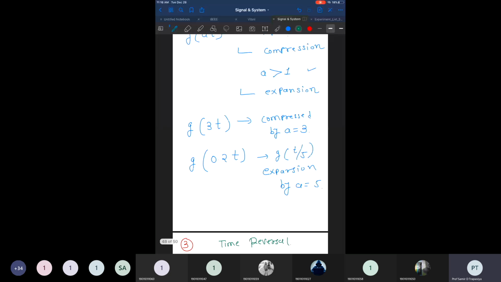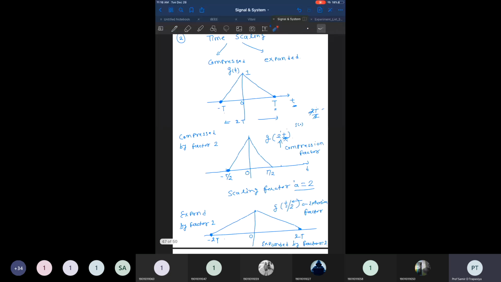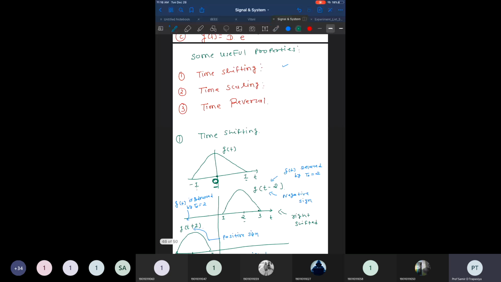So now look at this. We have learned about the three operations. One is the time shifting operation, in which the signals are shifted to the right side or left side. If the signal is shifted right, it is known as delay. If the signal is shifted left, it is known as advance. The delay is always defined by a negative sign, and advance by a positive sign.